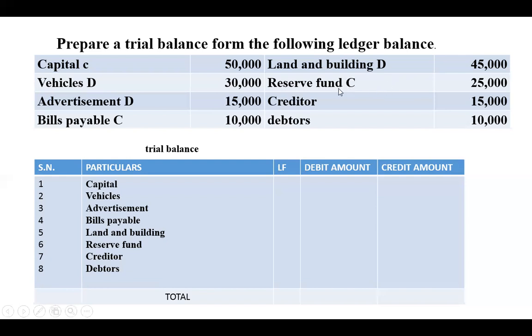Let us write down on the credit side. Creditor, the name is creditor, so it will be on the credit side. Debtor, the name is debtor, so let's write it on the debit side. Whatever C items are there, let us enter on the credit side. Whatever D items are there, let us enter on the debit side. So let us do the entries.